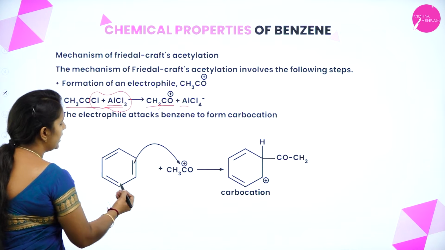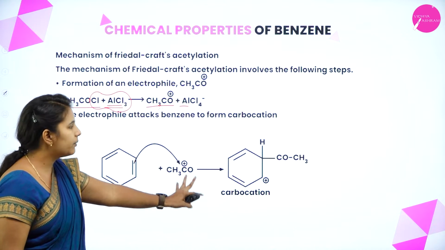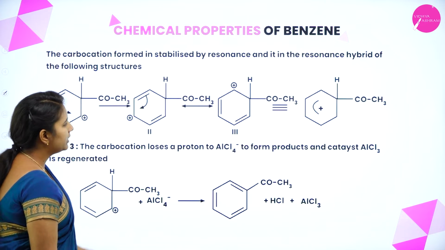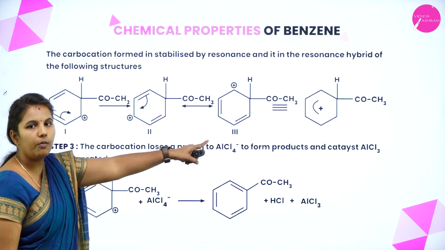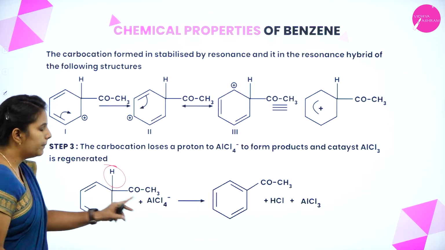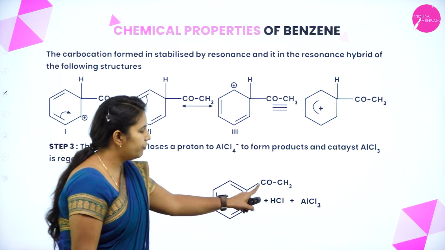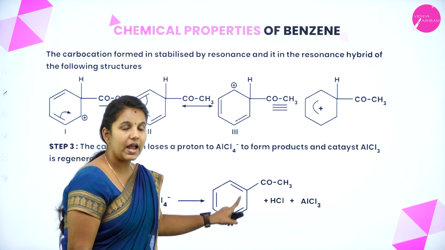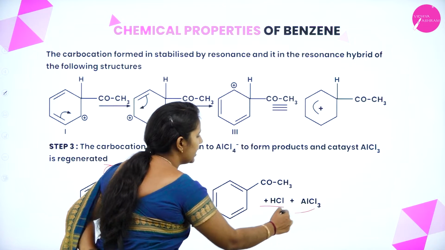This electrophile in the next step reacts with the benzene ring and forms what? Carbocation. In the third step, it undergoes resonance stabilization to form a resonance hybrid. It loses one proton by reacting with tetrachloroaluminate to form what? The acyl substituted benzene will be formed with the elimination of HCl as well as the aluminium chloride.